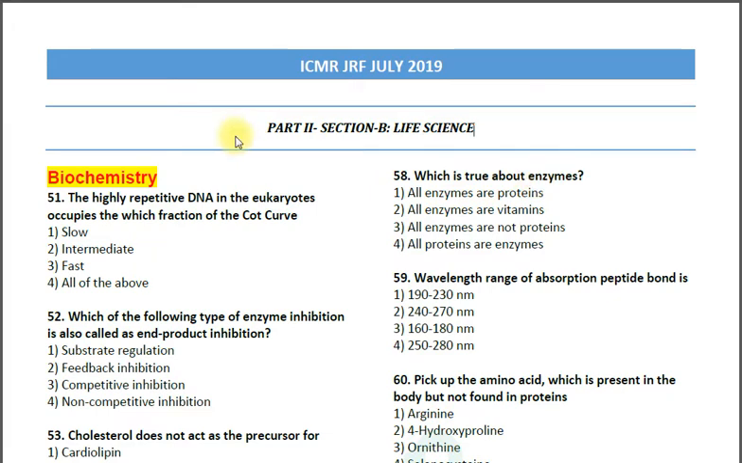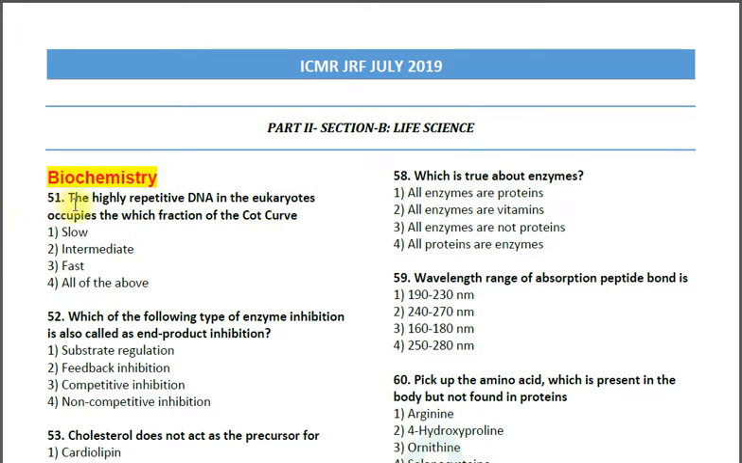So now let's get started. This is the part 2, section P. The questions are of life science. In the part 1, there was section A. The questions were from the aptitude. Let's get started. These first questions are from the biochemistry.